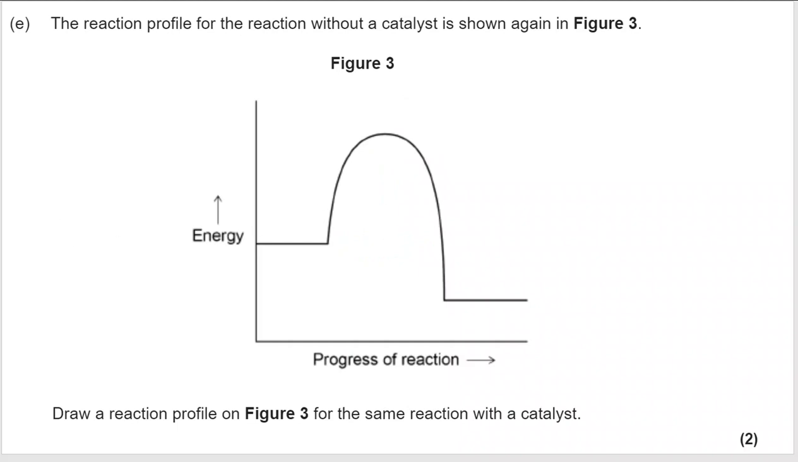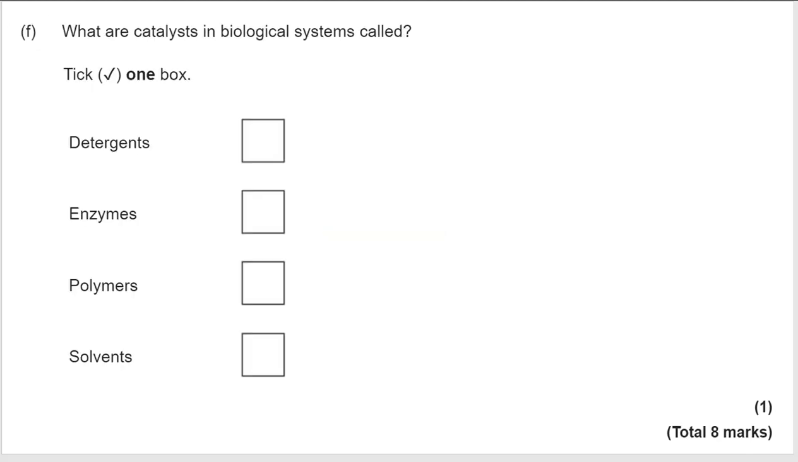Now, a catalyst speeds up the rate of reaction. It does that by lowering the activation energy. So you've got to draw, starting at the same reactants, ending at the same products, a peak that is lower than the non-catalyzed version. And finally, what do we call catalysts in biological systems? This is a factual recall. It's learning keywords and definitions. We're looking for enzyme, and that takes us to the end of the question.